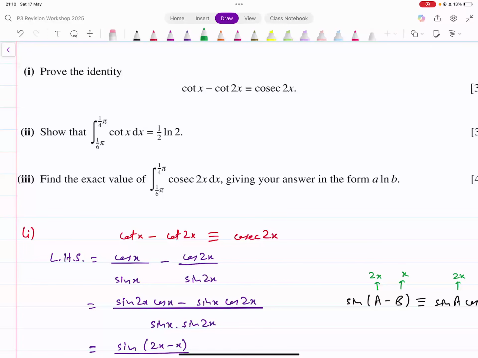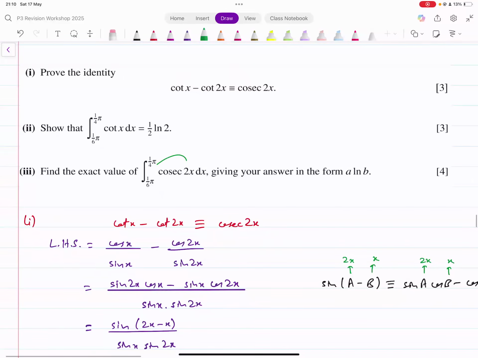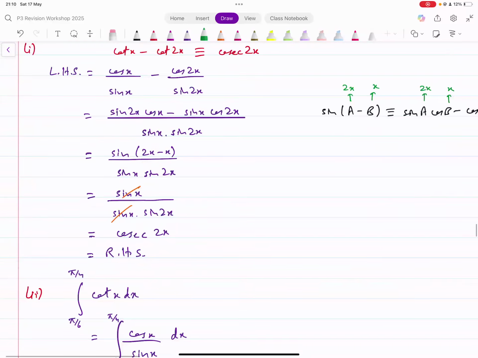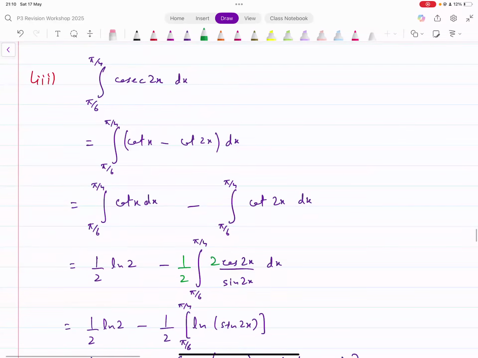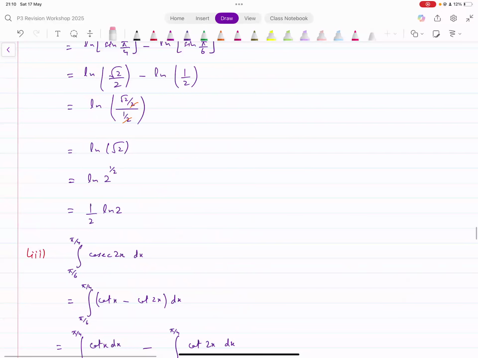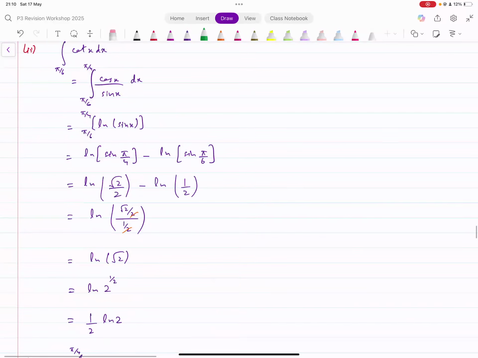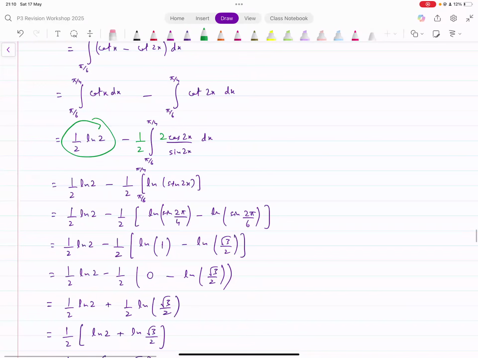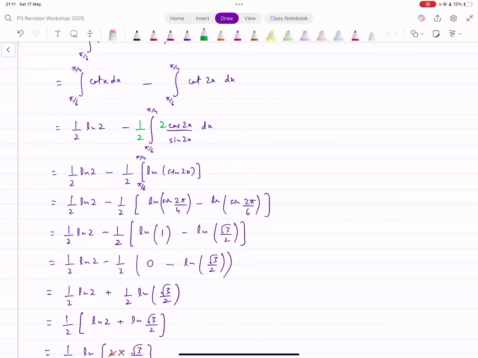Use cosecant 2x identical to cot x minus cot 2x, put that in this integral, and then integrate those two separately. So you say cosecant 2x can be written as cot x minus cot 2x. And then you know how to integrate cot x. Cot x, in fact, you've already done in the previous part. That gave you half ln 2. You can just put that there. Cot 2x, you write that as cos 2x over sine 2x. And that can then be integrated using the ln rule.